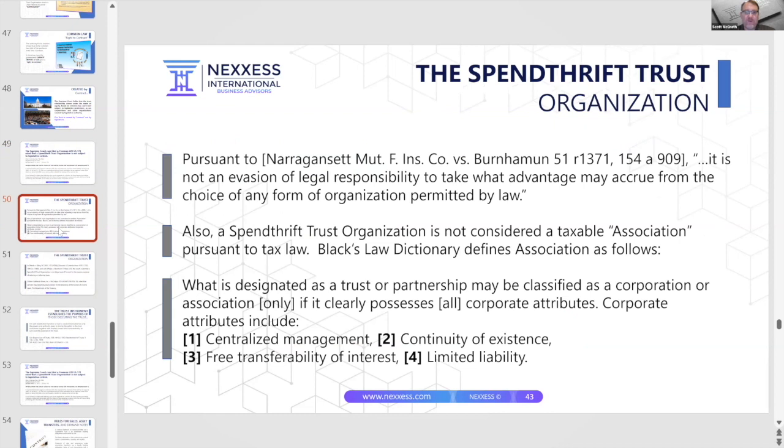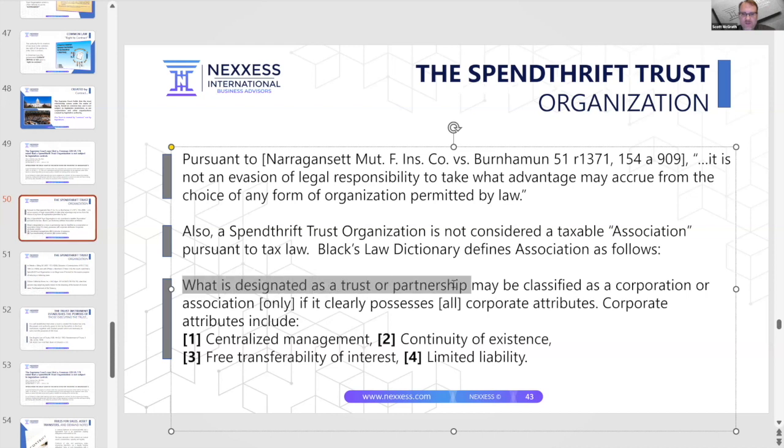Okay, last thing I'm going to say before we do Q&A is this. If you have a C Corp, S Corp or LLC or association, all of those entities fall under what are called associations and corporations right here.